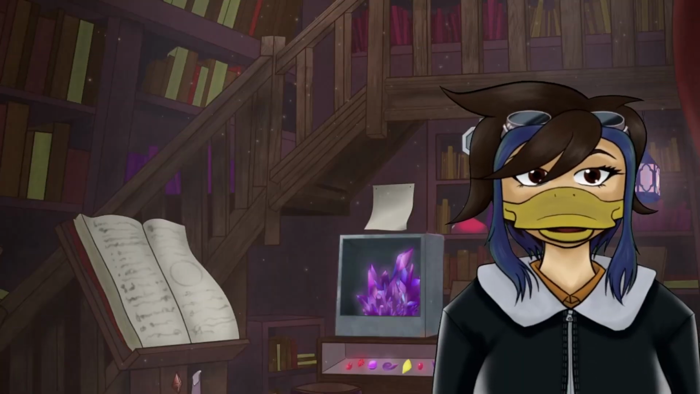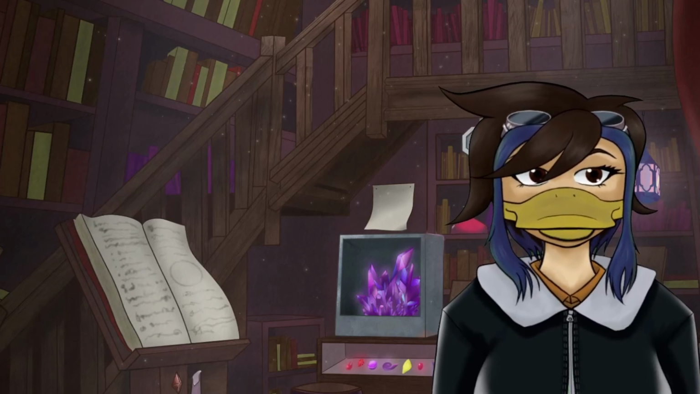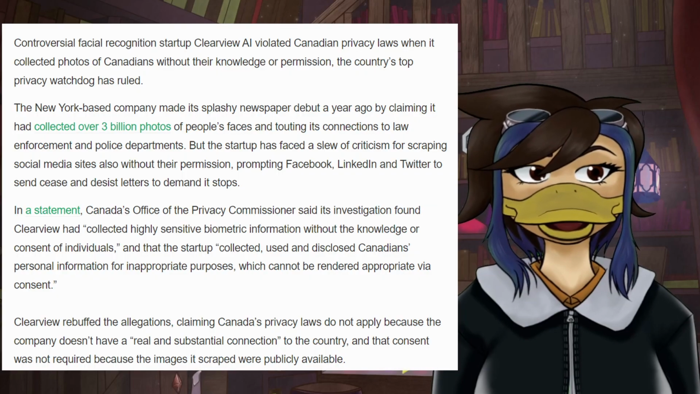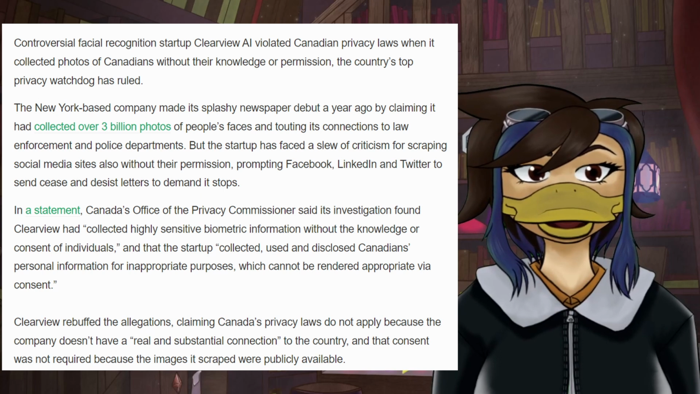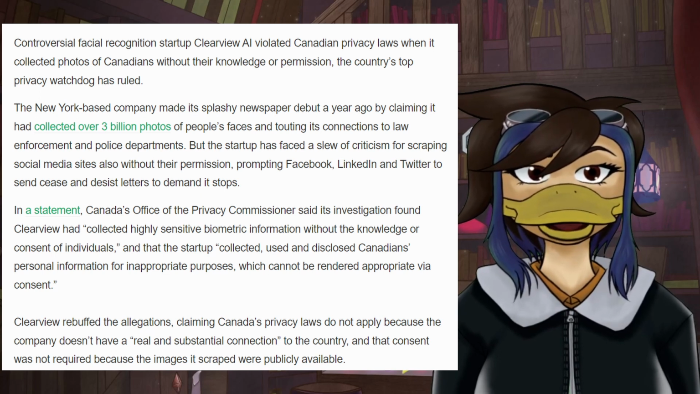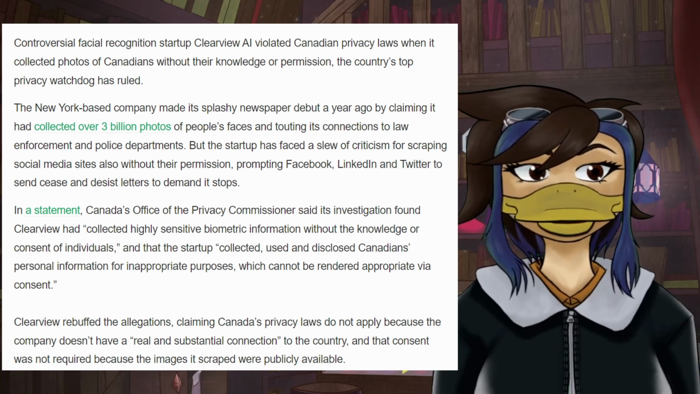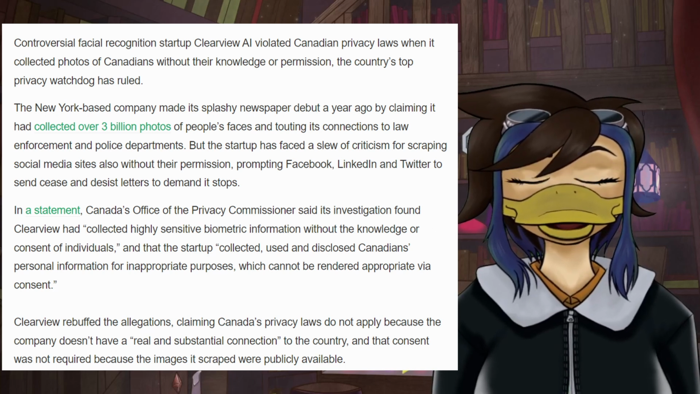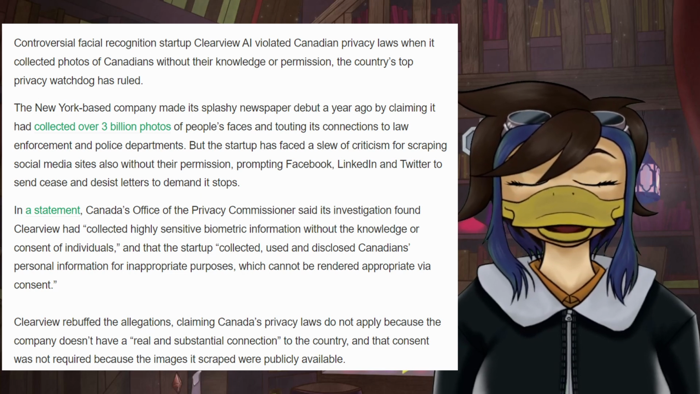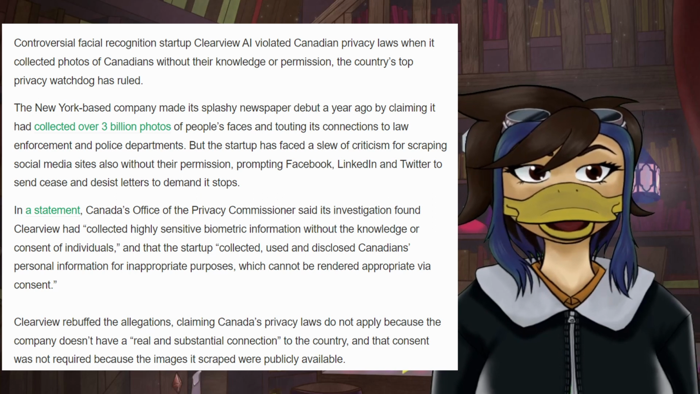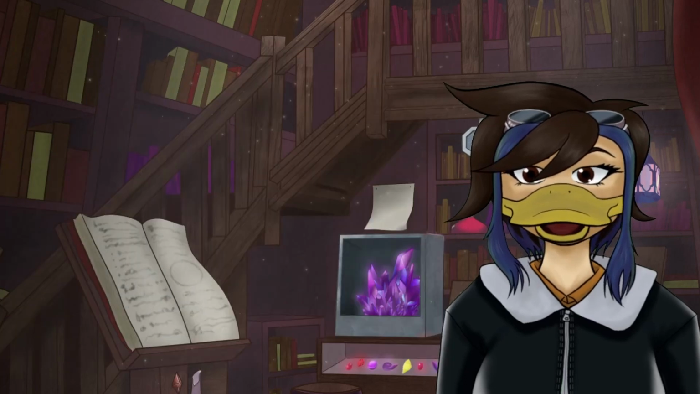So, in another TechCrunch article, this one from February of 2021, the author explains that a New York-based company called Clearview AI violated Canadian privacy laws after collecting over 3 billion photos of people's faces without their express permission from various social media websites. Facebook, LinkedIn, and Twitter all were reported to have sent cease and desist letters to Clearview AI. I wonder why.